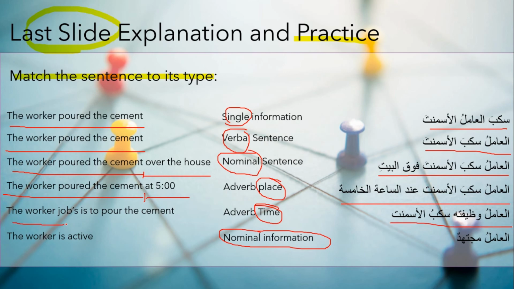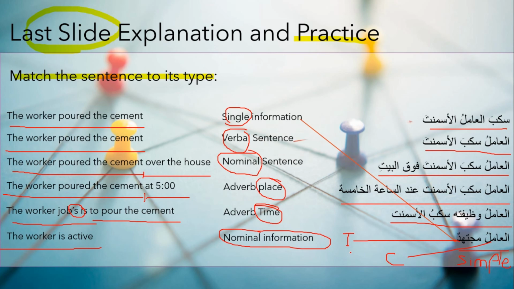العامل وظيفته سكب الإسمنت. The worker's job is to pour the cement. العامل مجتهد. The worker is active. Now, after we read these sentences and we know what they mean, we have to match them. Single information: العامل مجتهد. The word مجتهد, which is active, is simple. It's one word expressing the information. That's why we said single information.